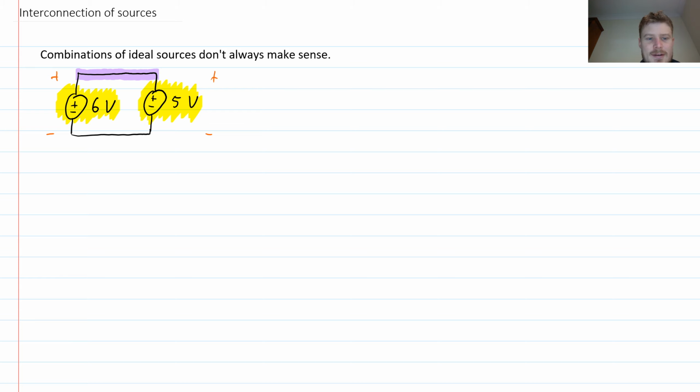Again, in circuit diagrams, these wires are perfect and ideal. So perfect wires connect these together. And so we have here a contradiction, because both sources are trying to set a different voltage. And so this does not make sense at all. This cannot exist. This does not work. So this here is a contradiction. It cannot work, it doesn't make sense, because these two voltage sources are kind of fighting each other.